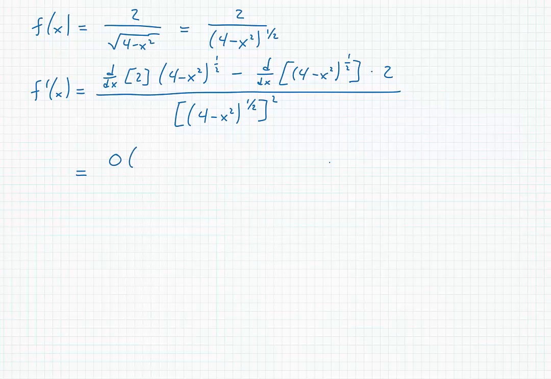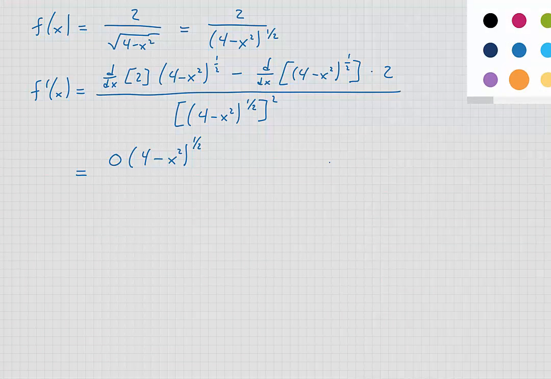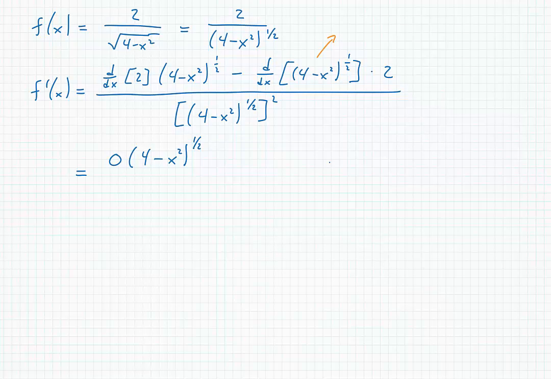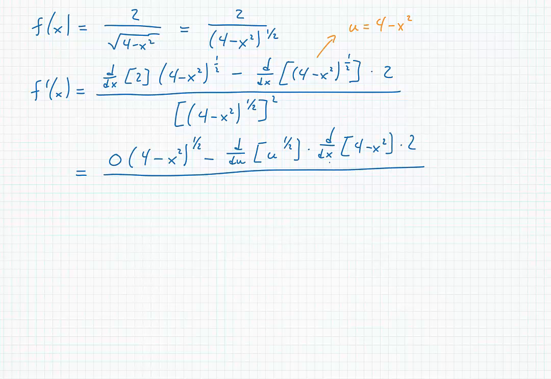So we're going to get 0 times 4 minus x squared to the 1/2. That's kind of nice. Then I'm going to note that in this function here, u would be 4 minus x squared. That's a good choice for our inner function. And if I do that, then I'm going to subtract the derivative with respect to u of u to the 1/2 times the derivative with respect to x of 4 minus x squared, all times 2. And that's going to be divided by, when we square a square root, we just get whatever we started with. So we're just going to have 4 minus x squared in the bottom.